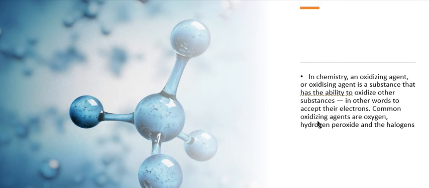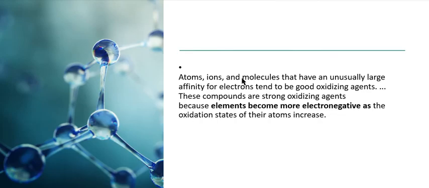So in other words, a species that accepts the electrons of others is an oxidizing agent. Common oxidizing agents are oxygen. See, look at oxygen, because it can take electrons of other elements. Hydrogen peroxide can also accept them, and the halogens. So halogens are also oxidizing agents, atoms and molecules that have an unusually large affinity for electrons.